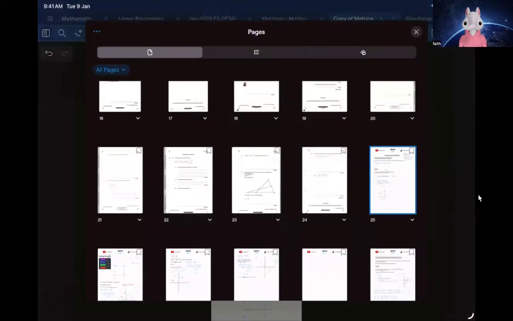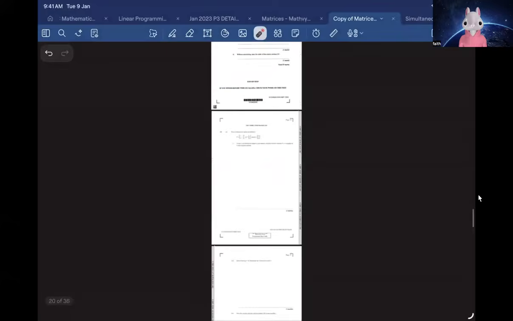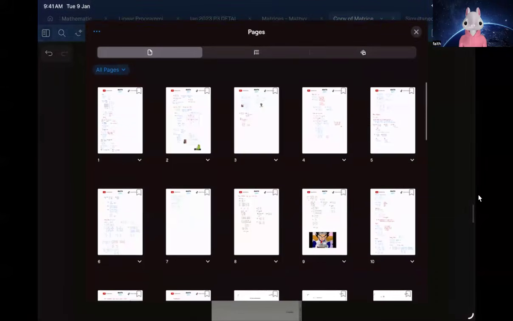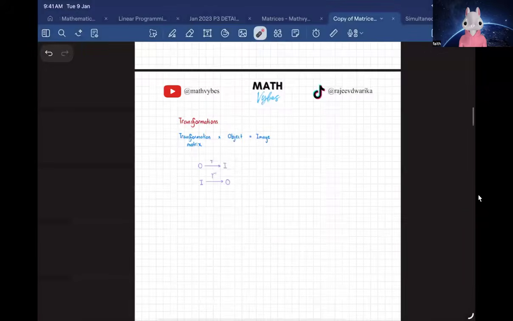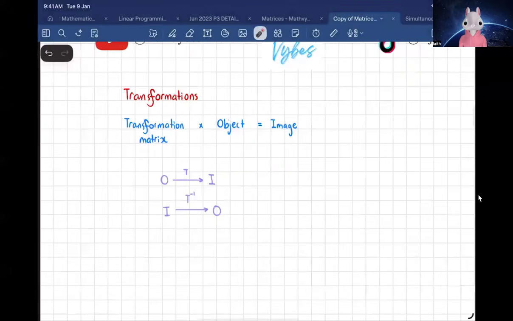I sent you all the matrices document. It has every single thing there, unrushed. Right now we're moving fast, but I took my time and we did everything in that document I sent you on the chat.